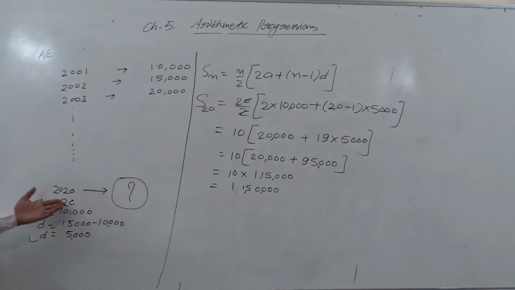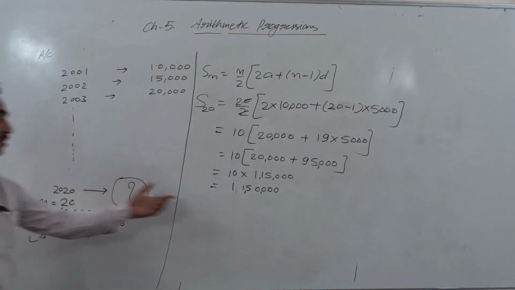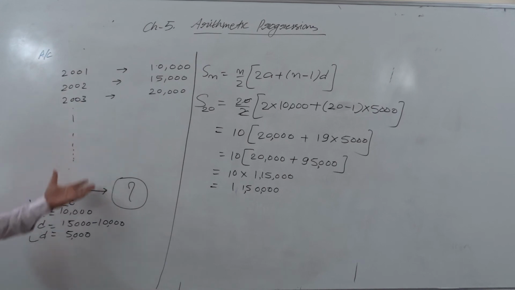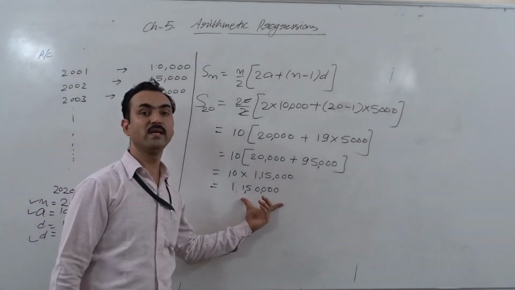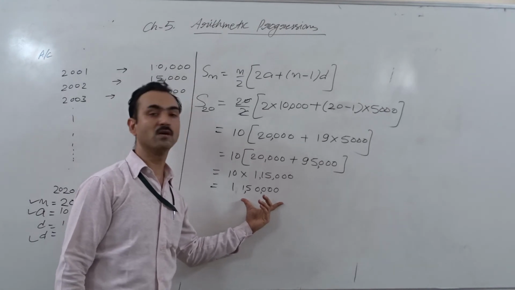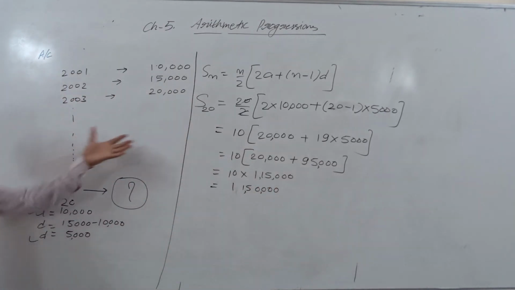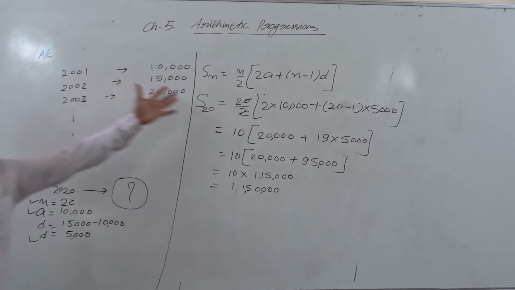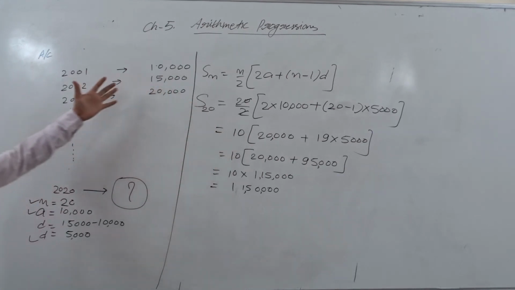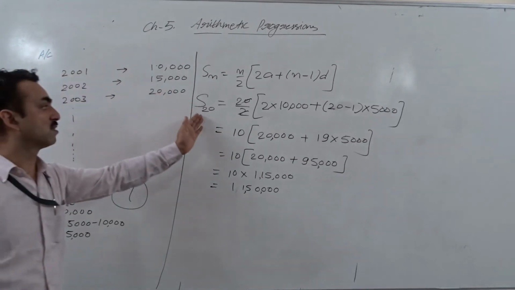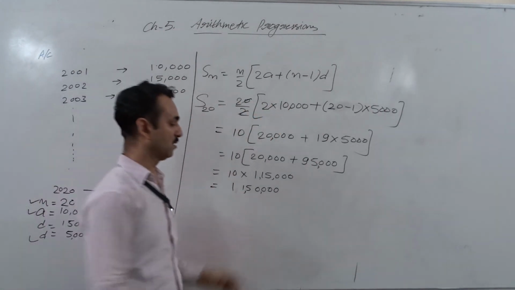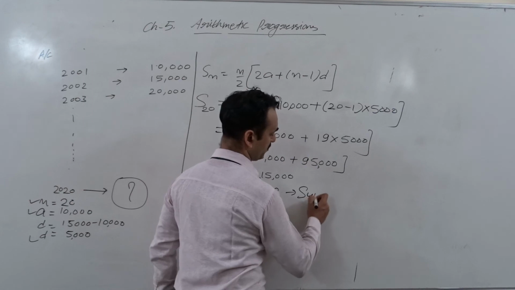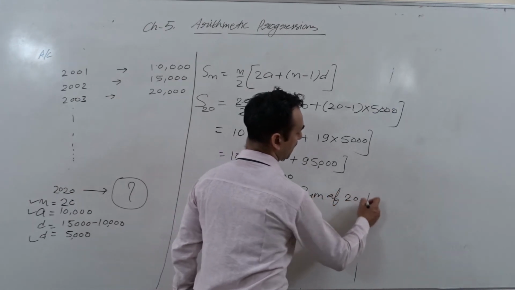So at the end of 20 years, if you are following this and depositing this amount in increasing order, you will get 11 lakh 50,000. So you can understand how we use this concept in our daily life. Here we are finding the sum of 20 terms.